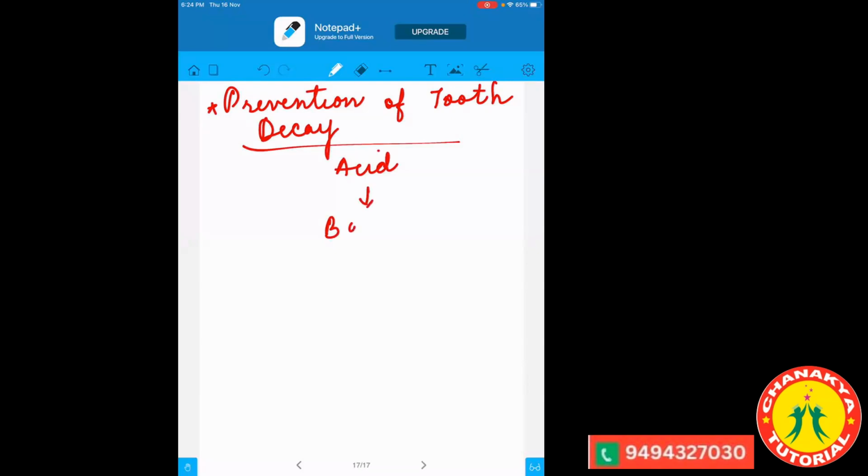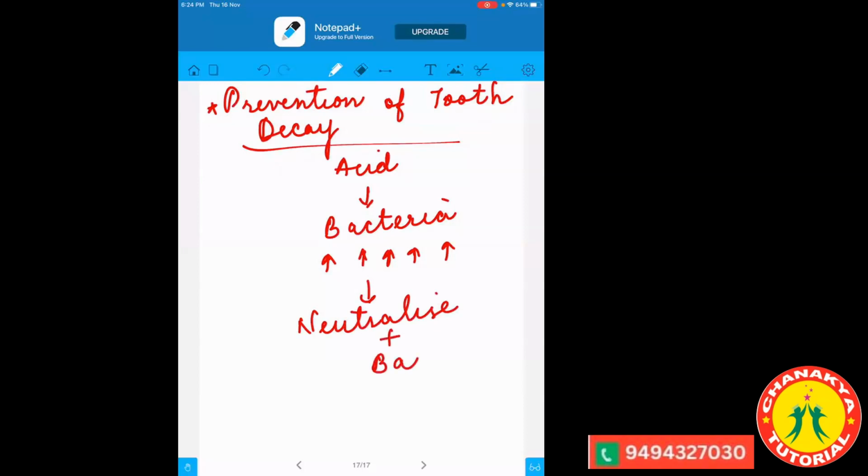And this acid is always released by whom? The bacteria. The bacteria keep on releasing this acid. So that is why the amount will keep on increasing every time if we do not brush. Now the amount of acid becomes so high on our teeth that we have to neutralize it. And how will we neutralize it? We will be neutralizing it by adding the base.